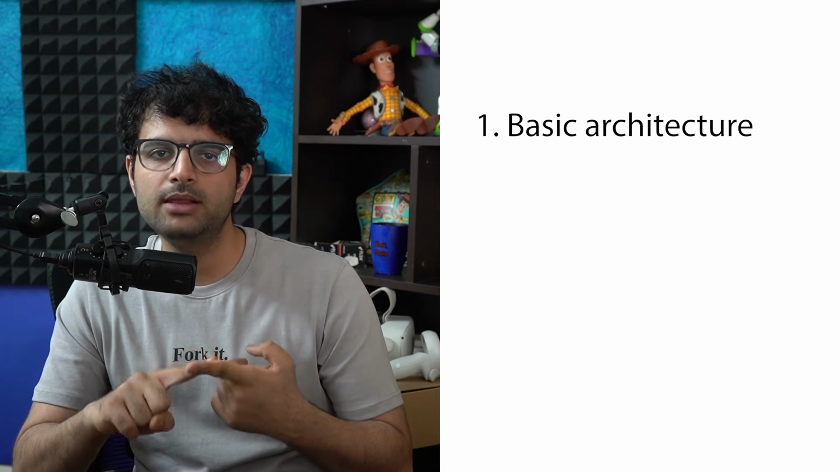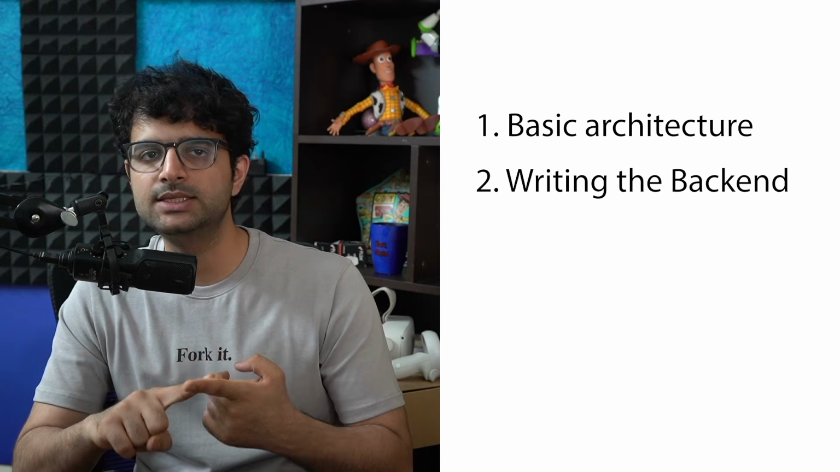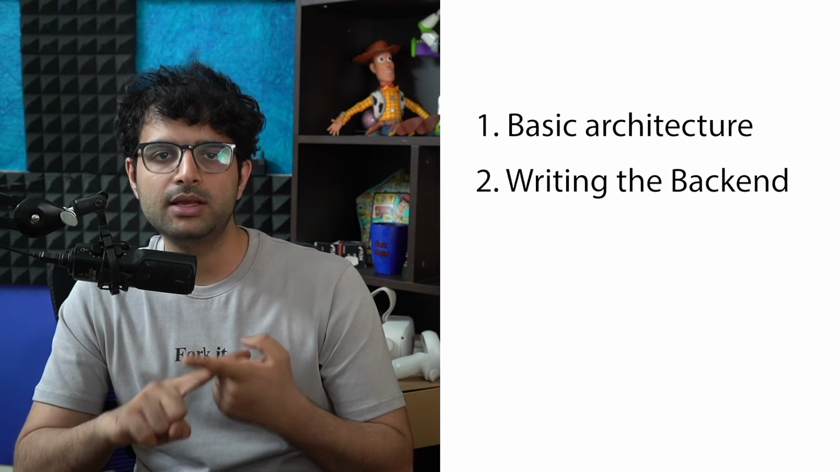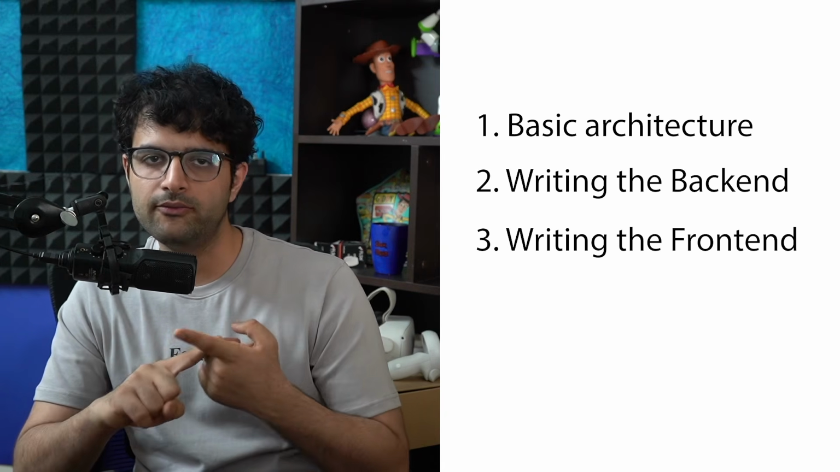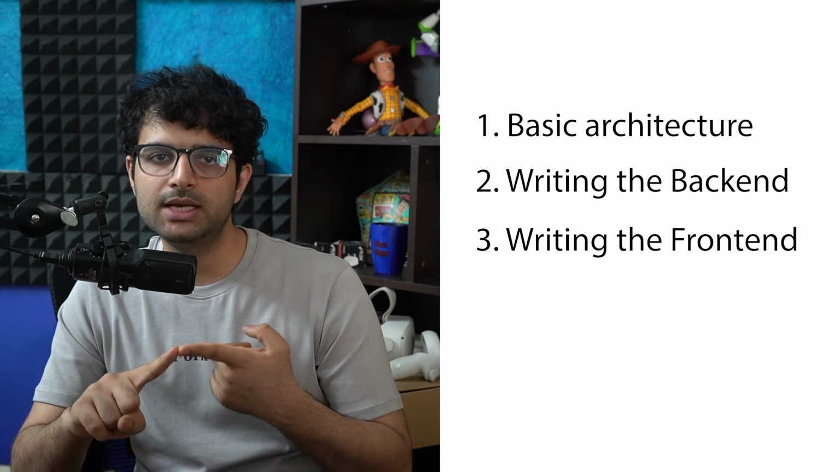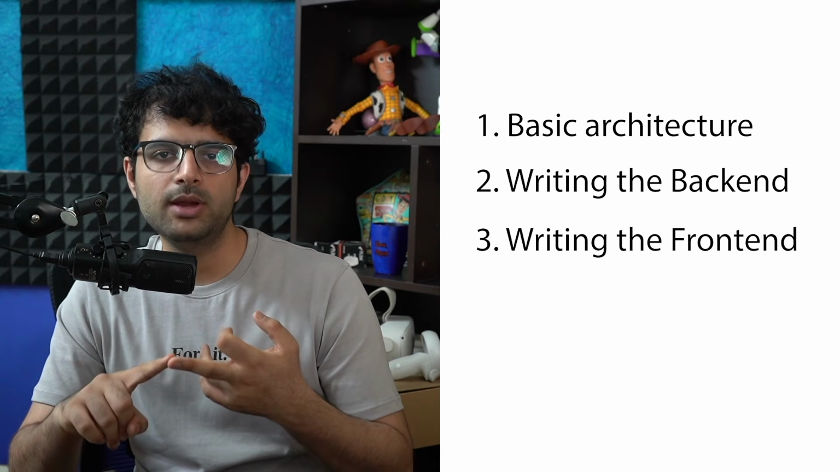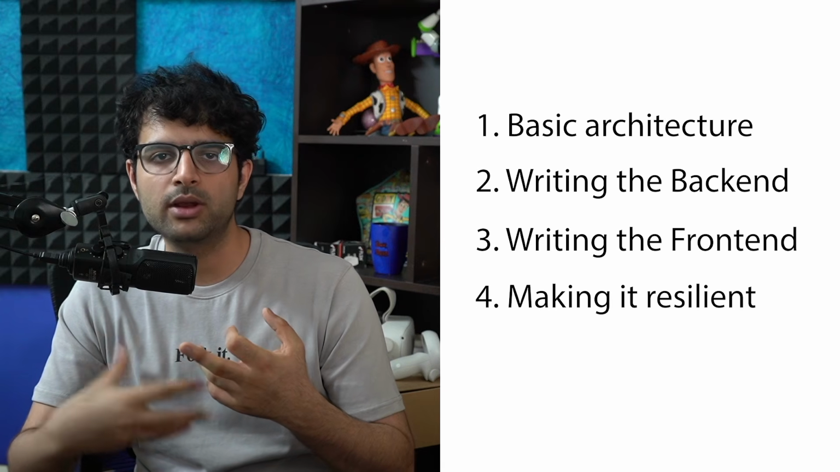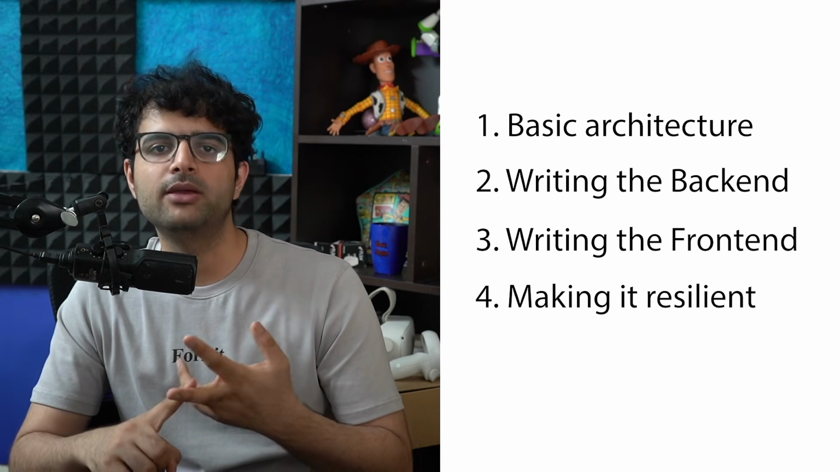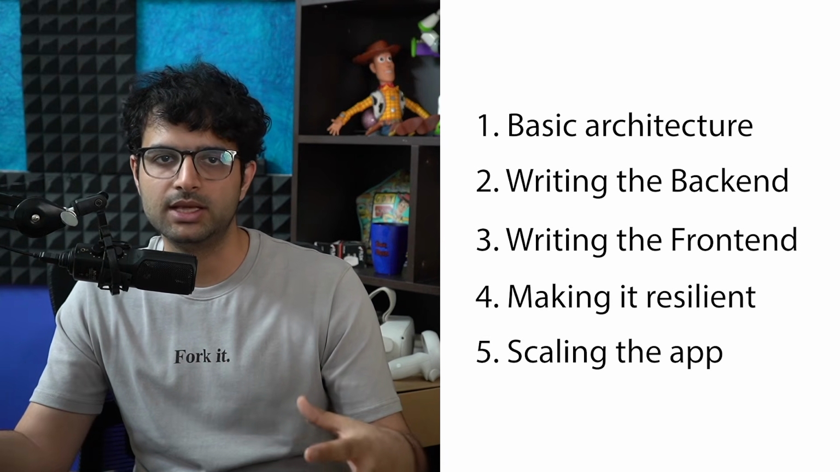Part 2, we'll be writing the backend for it in Node.js in less than 150 lines of code. Part 3, we'll be writing the front end for it, very simple components, a very basic landing page, and a simple chess playing arena. Step 4, we'll be understanding how can we make this a little more resilient and fault tolerant. Step 5, we'll understand how do you scale an application like this.